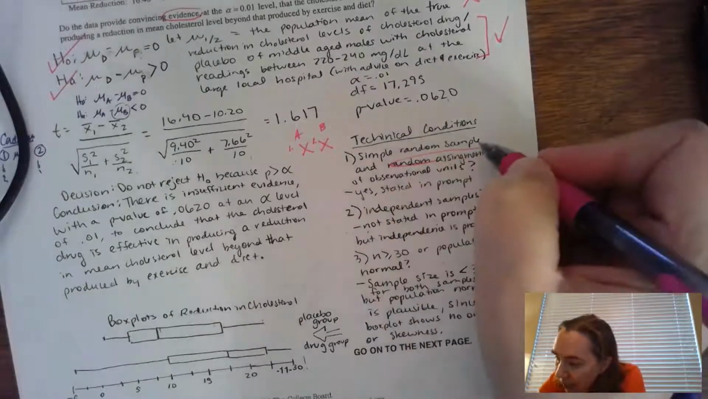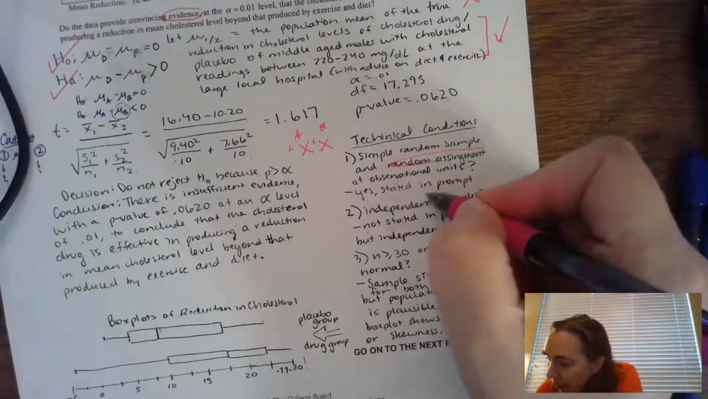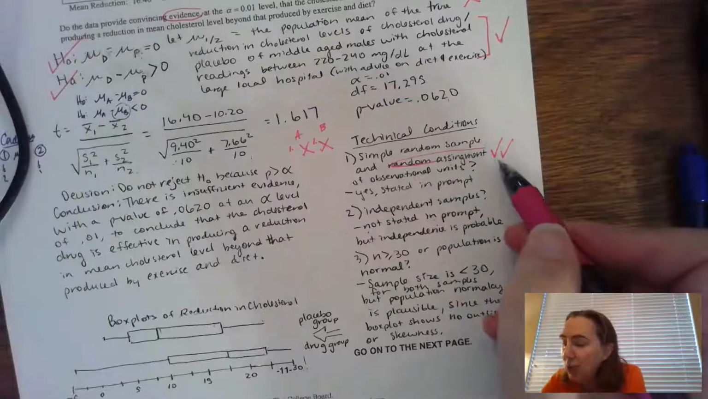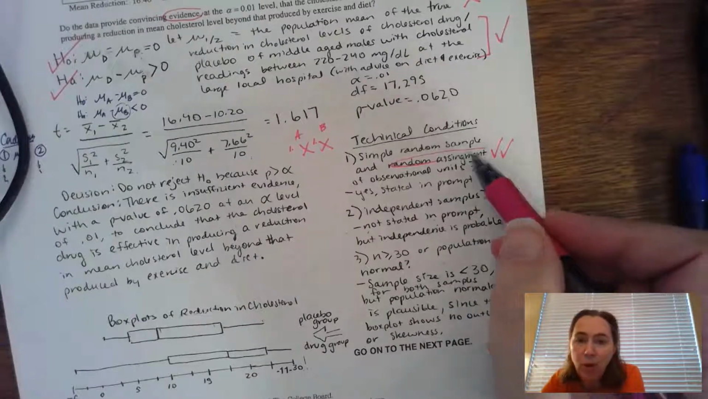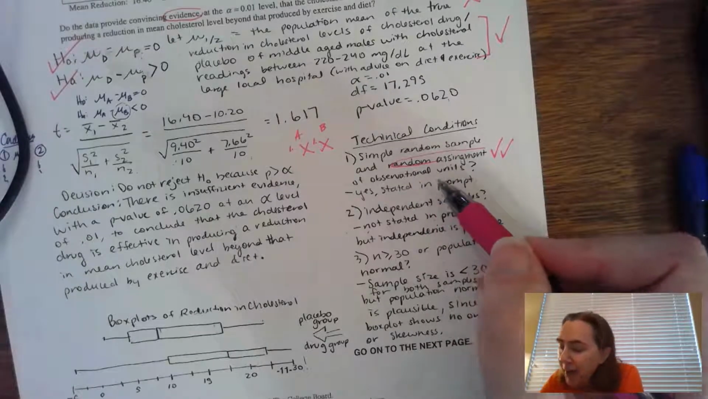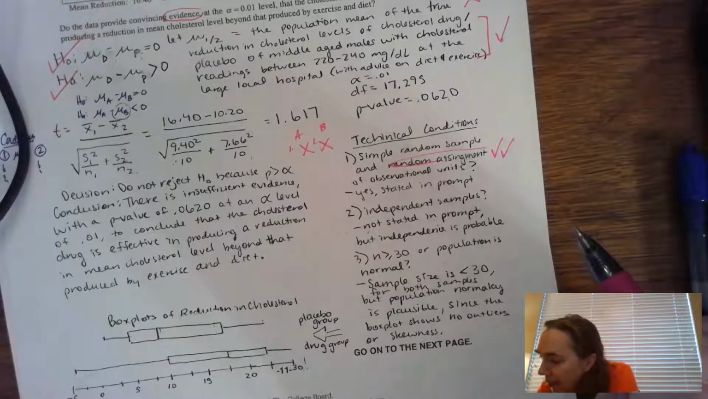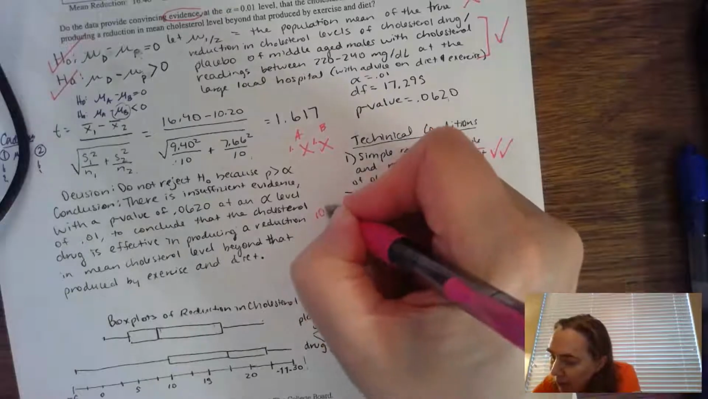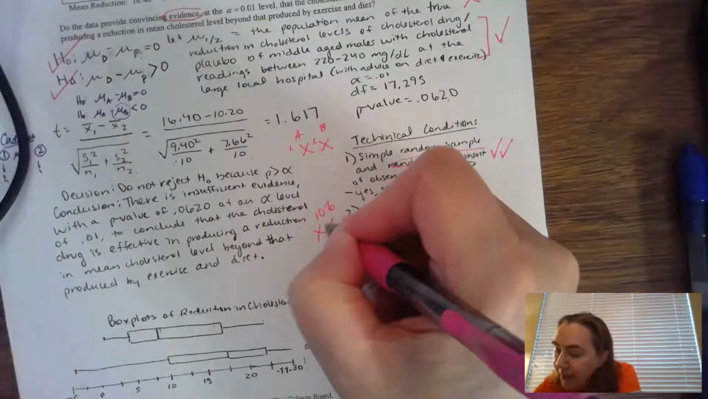It says, yes, stated in prompt. I'm going to go ahead and give credit. Check, check, because it sort of intimates that both groups for A and B were randomly assigned. The next thing I'm looking for is the 10% condition. And the 10% condition right here is missing. Okay, so the 10% condition gets an X.